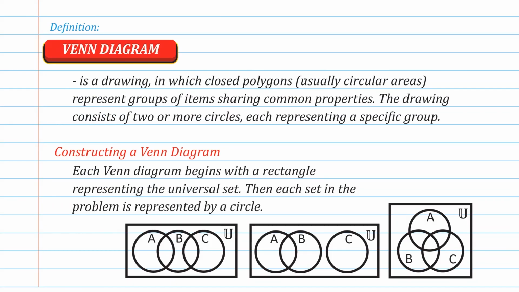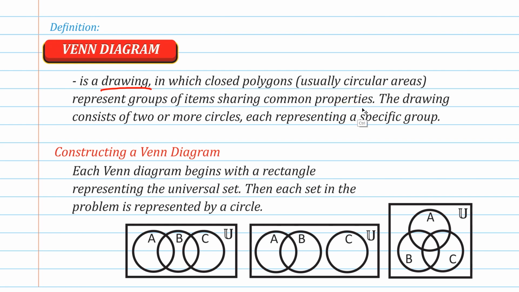So let's start. Venn diagram. Now, first and foremost, Venn diagram is named after a mathematician named John Venn. Gumamit siya ng ganitong method to explain some things. Now, the formal definition, a Venn diagram is a drawing in which closed polygons, usually circular areas, as you can see sa baba, may mga circular areas tayo, which represent groups of items sharing common properties.